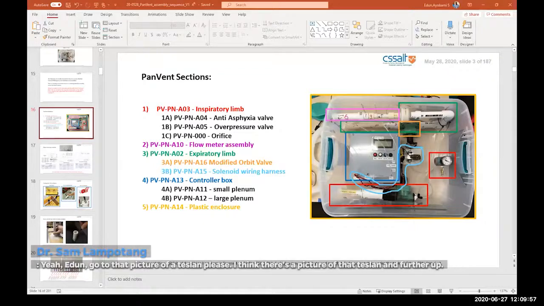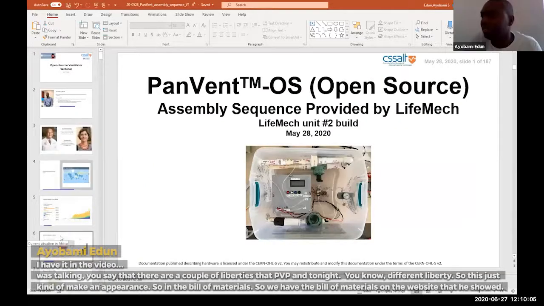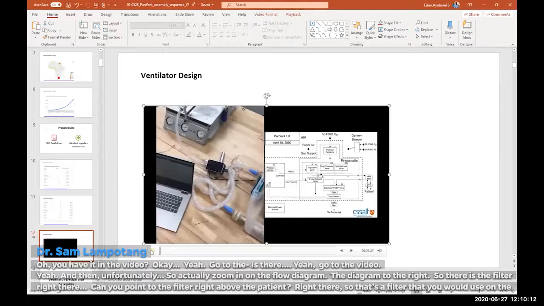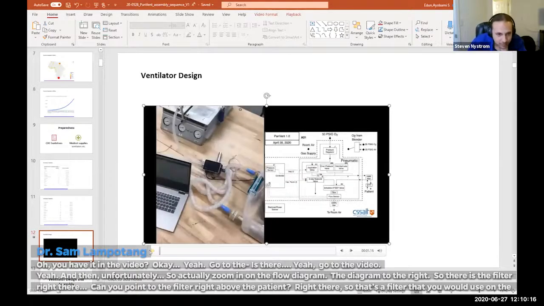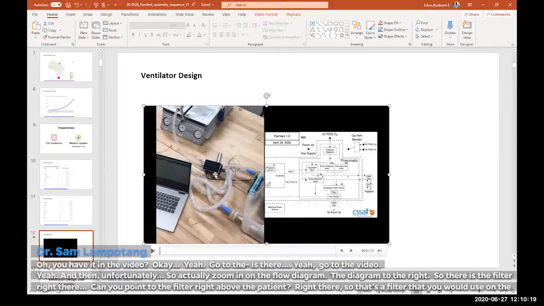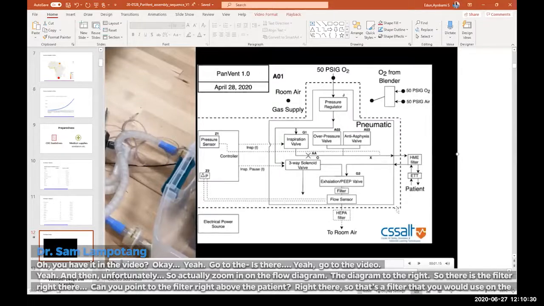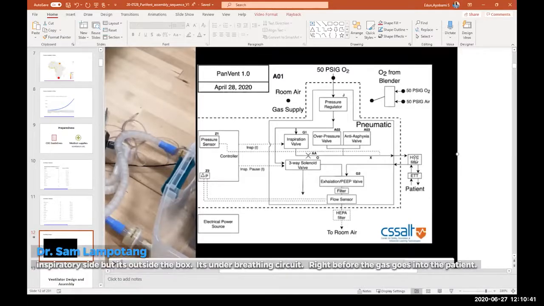Edwin, go to the picture of the test lung, please. I think there's a picture of the test lung further up. I have it in the video. Oh, you have it in the video. Okay, go to the video. Unfortunately, actually zoom in on the flow diagram, the diagram to the right. So there's the filter right there. Can you point to the filter right above the patient, where it says patient? Right there. So that's the filter that you would use on the inspiratory side. But it's outside the box, it's on the breathing circuit, right before the gas goes into the patient.